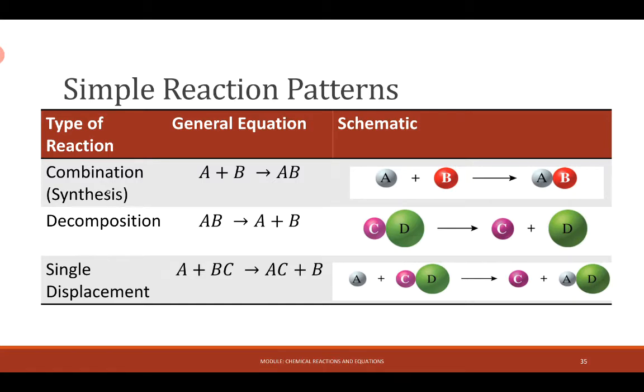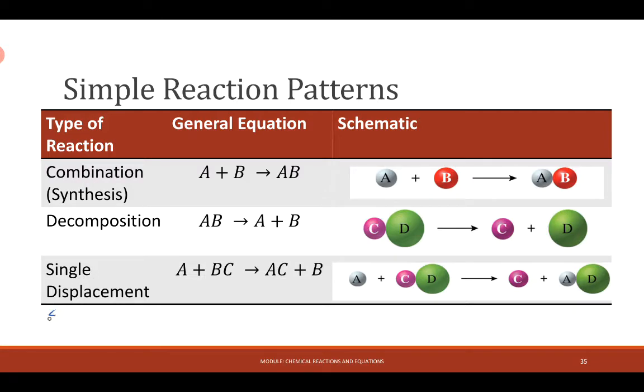Decomposition is the opposite of combination. So you can see here that instead of A plus B becoming AB, we start with AB and then it breaks apart. It decomposes into A and B separate. It doesn't matter which letters you use. So in this picture, it's using letters C and D, but the same principle applies. It starts off as one compound and becomes two separate compounds.